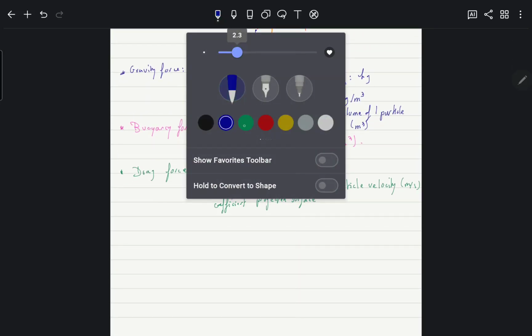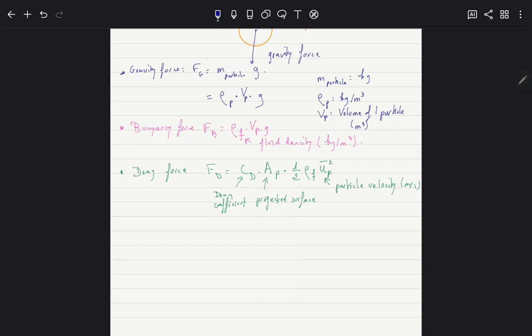What we want to do is determine what we call the terminal velocity. How to determine the terminal velocity of the particle, which we will call Ut. I said the average terminal velocity to be consistent with the average Up.